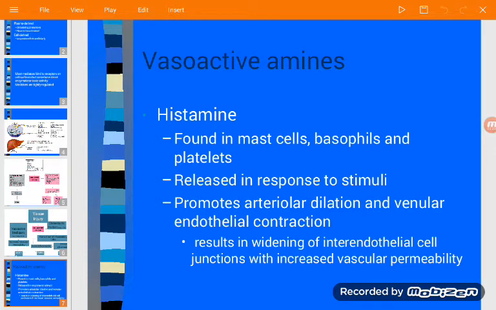Then we will speak about the most important mediators, each one separately. Histamine has vasoactive activity. It is a vasoactive amine found preformed and stored in mast cells, basophils, and platelets. Released due to stimuli, it promotes vasodilatation and increases vascular permeability due to endothelial contraction.